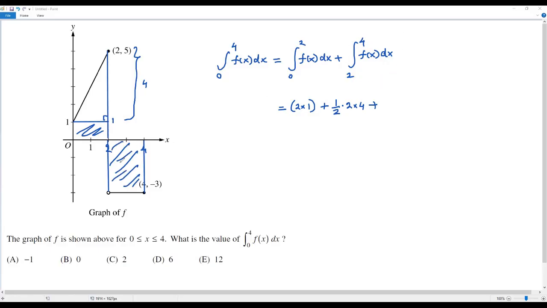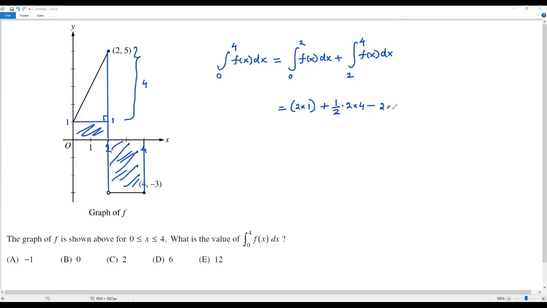But here we find this area below the x-axis. Okay, so when we use integration to get area and the area is found below the x-axis, we have to consider a negative sign for that area. So now we have to change this positive sign to a negative sign. Now let's get the area of this rectangle. Okay, so the length of the rectangle is 2 units and the width of the rectangle is 3 units.